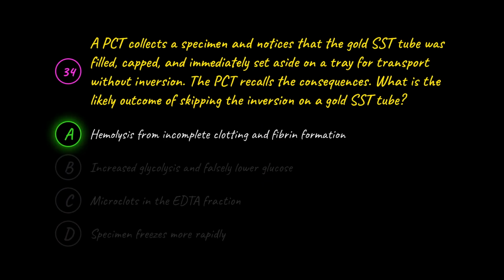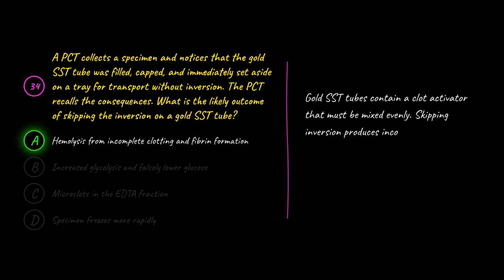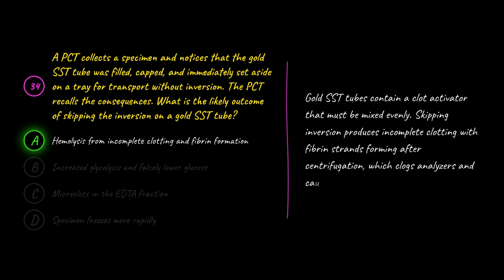The correct answer is A. Hemolysis from incomplete clotting and fibrin formation. A is correct because gold SST tubes contain a clot activator that must be mixed evenly. Skipping inversion produces incomplete clotting with fibrin strands forming after centrifugation, which clogs analyzers and causes erroneous chemistry results.